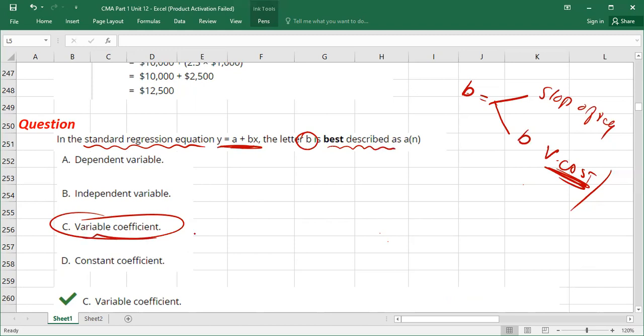I hope it is clear, guys. Guys, please confirm through the chat option. Is that clear?